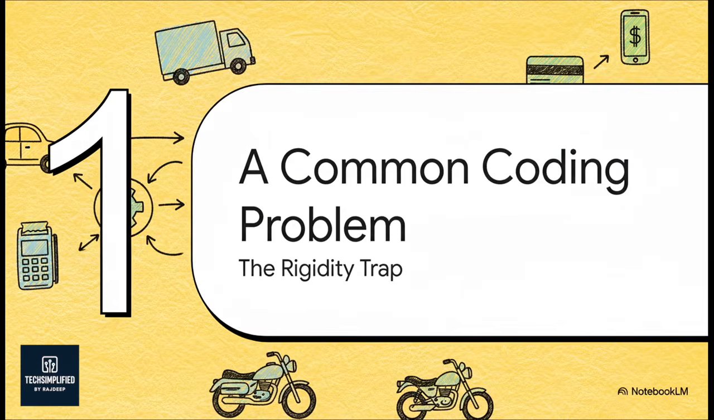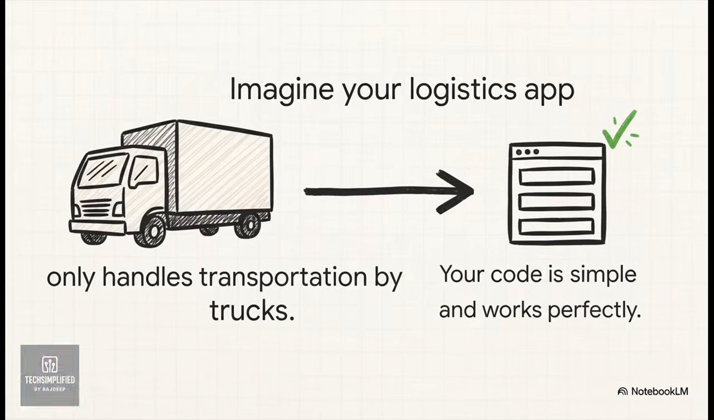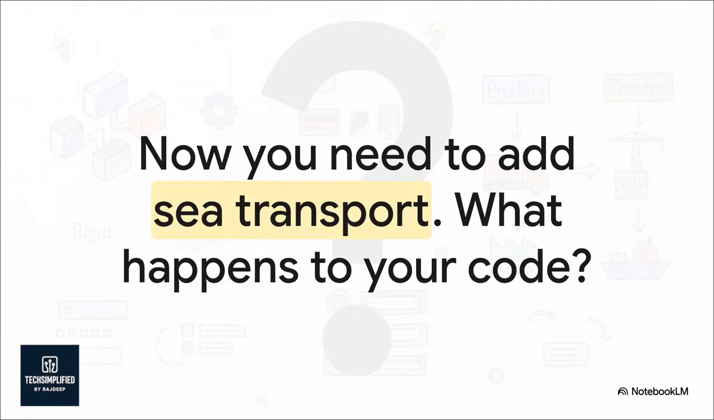Okay, let's set the scene. I think every single developer has fallen into this trap. You build something, it works great, everyone's happy, and then a new feature request lands on your desk, and suddenly your elegant code starts to look, well, not so elegant anymore. We call this the rigidity trap. Just imagine you've built this awesome logistics app. For version 1, all it needs to do is handle deliveries by truck. Your code is focused, it's clean, you have a truck class, everything is humming along perfectly. Life is good.